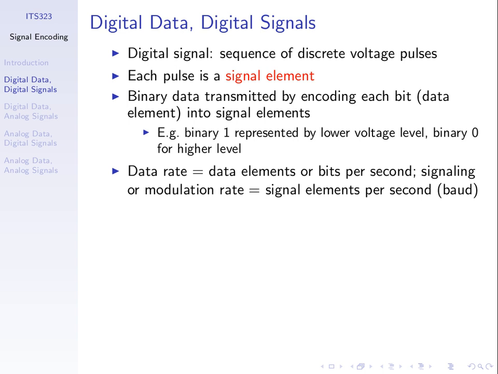If the rate at which we send signal elements, here's one signal element, here's another, and another, was 1,000 signal elements per second, then the data rate would be 1,000 bits per second, because we have one bit per signal element. But if we encode 2 bits per signal element and send 1,000 signal elements per second, then we can send 2,000 bits per second. So the encoding scheme, given a signaling rate, sometimes called a modulation rate, determines the data rate, how fast we send our bits.